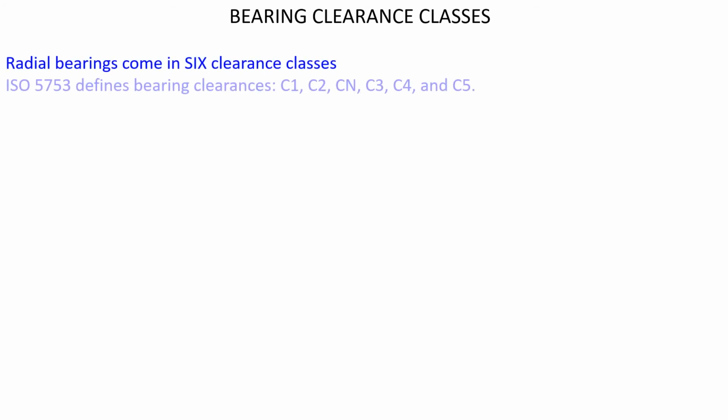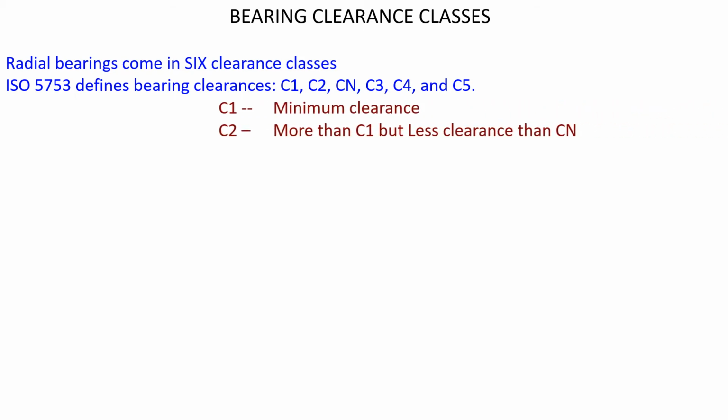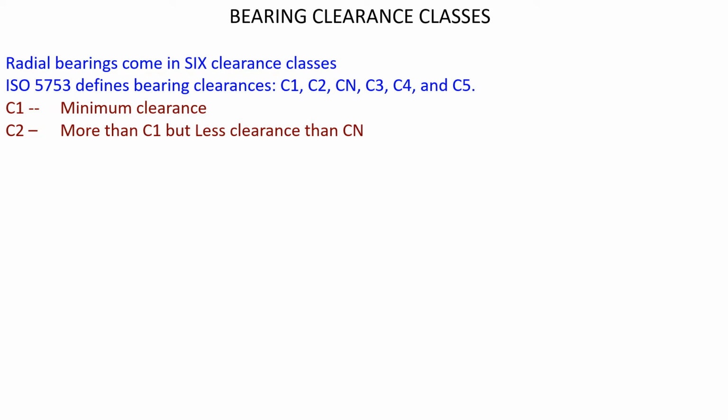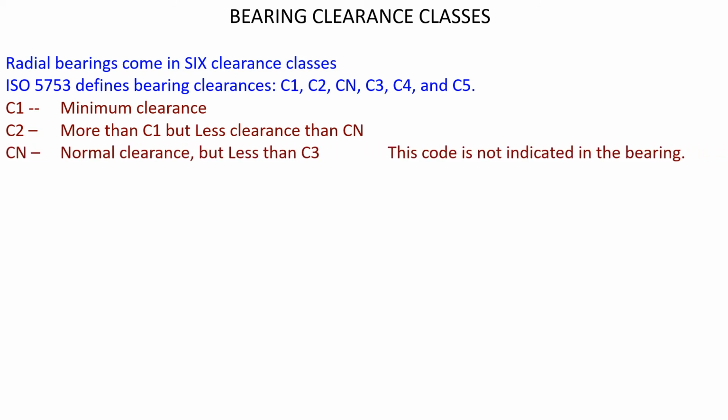Bearing clearance classes. Bearings are manufactured in 6 clearance classes as per ISO 5753. They are designated with a suffix C1 to C5 after the bearing number. C1 has minimum clearance. C2 has more clearance than C1 but less than Cn. Cn is the normal clearance bearing but less than C3. This is not indicated in the bearing number. If there is no clearance suffix in the bearing number, it means that it is a normal clearance bearing.